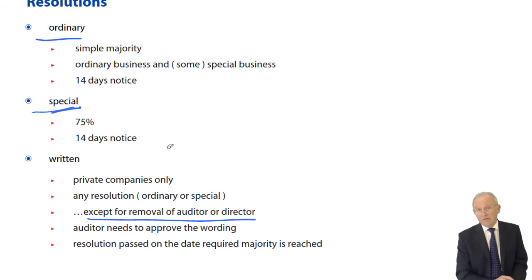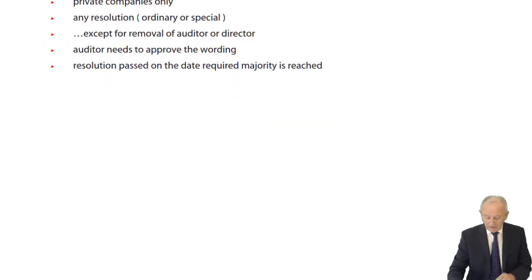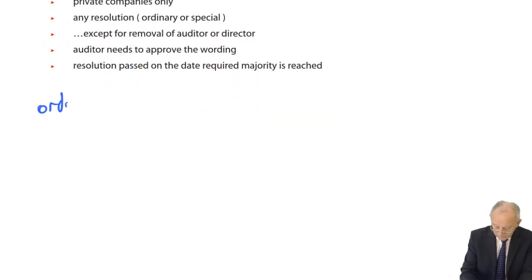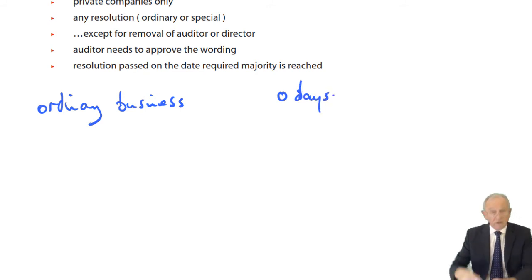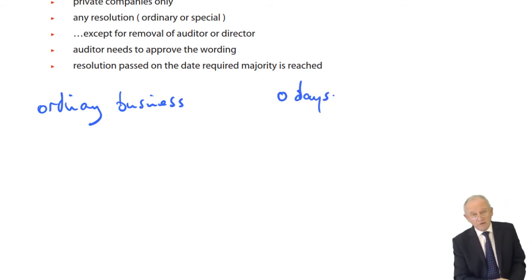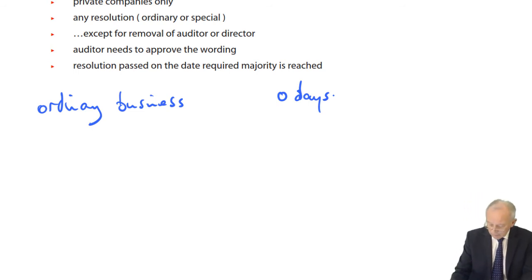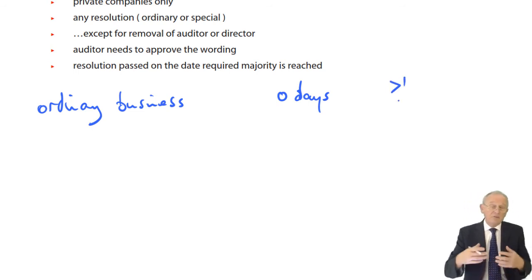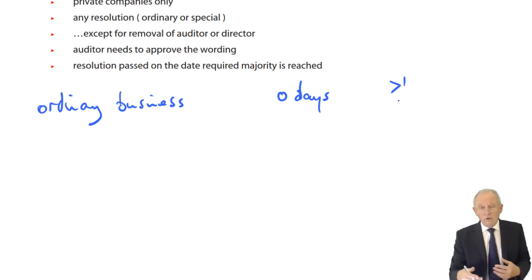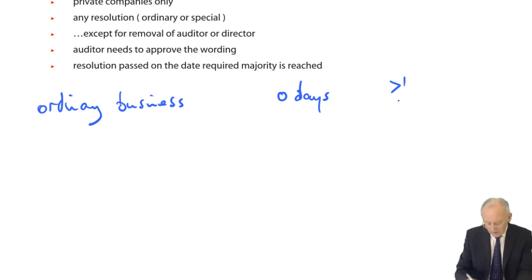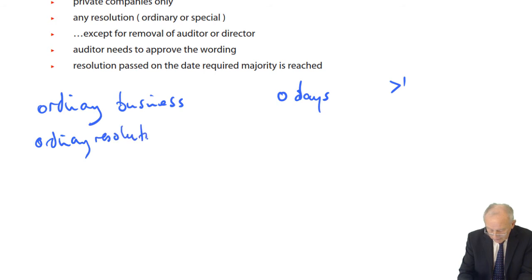Which leaves us now with ordinary resolutions. Now, we've got a bit of fun with ordinary resolutions because we've already had the concept of ordinary business. And that requires no days' notice, but you give 21 days' notice of the annual general meeting. No days' notice, a majority greater than one, a majority voting, one or more votes in favour than votes against. So that's ordinary business.